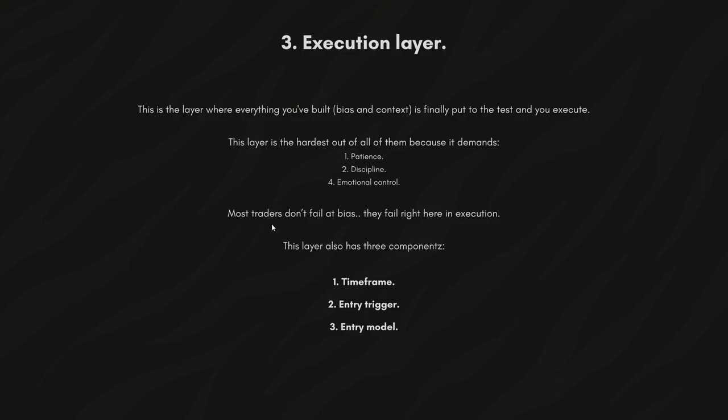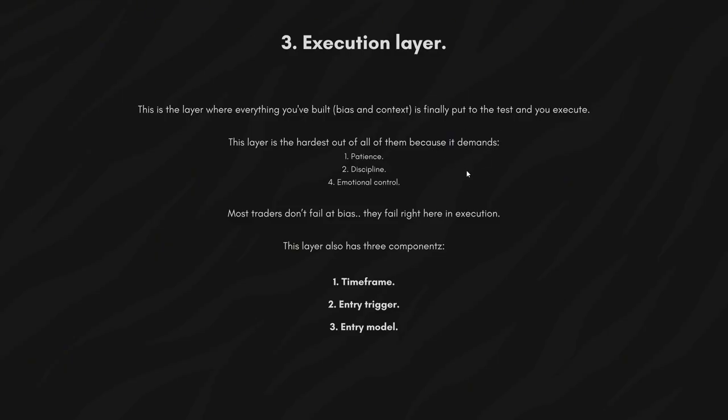So once you've established a directional bias on the higher time frame, and you've identified a proper market context on the 4-hour time frame, and you've also filtered out the market conditions, you'll then move on to the third layer, which is the execution layer. Now this layer right here is where the rubber meets the road. This layer is where everything that you've built so far, your market context, your bias, your filtered conditions, they finally come together and they're finally put to the test, and you finally execute using your entry model or your entry pattern.